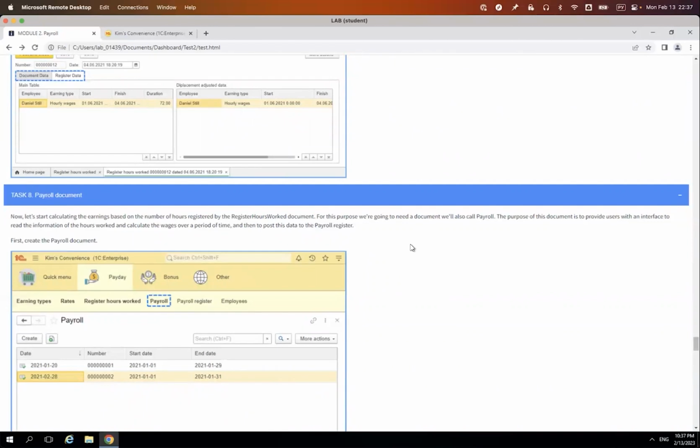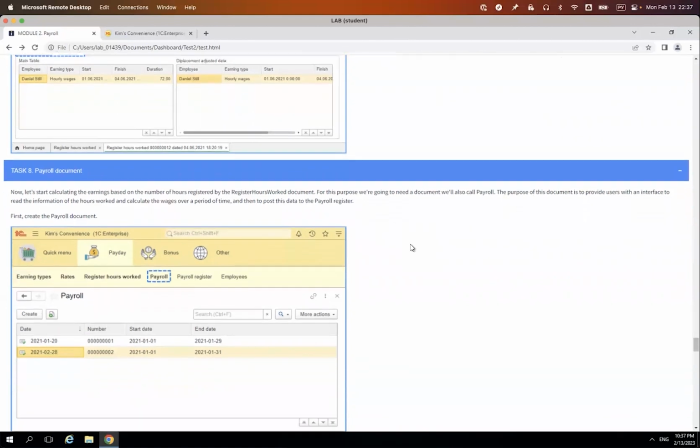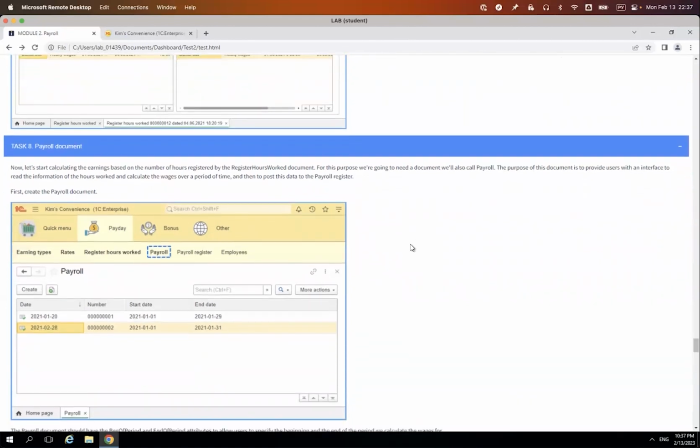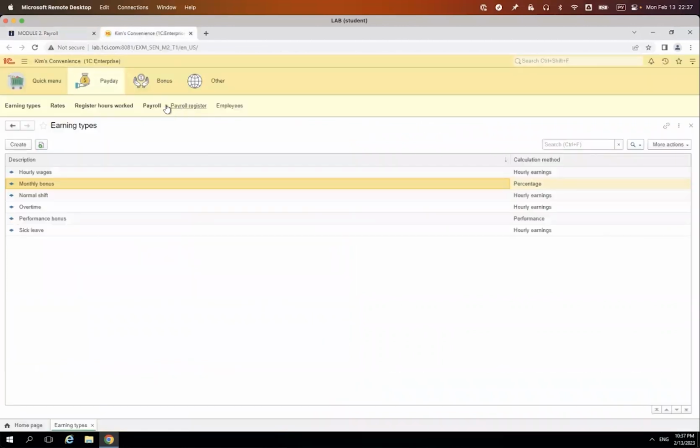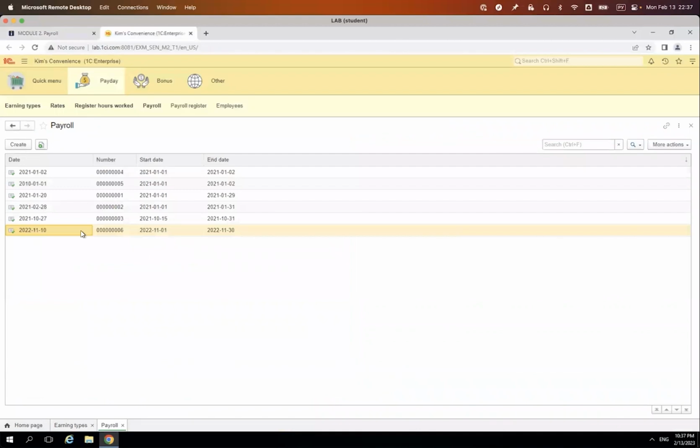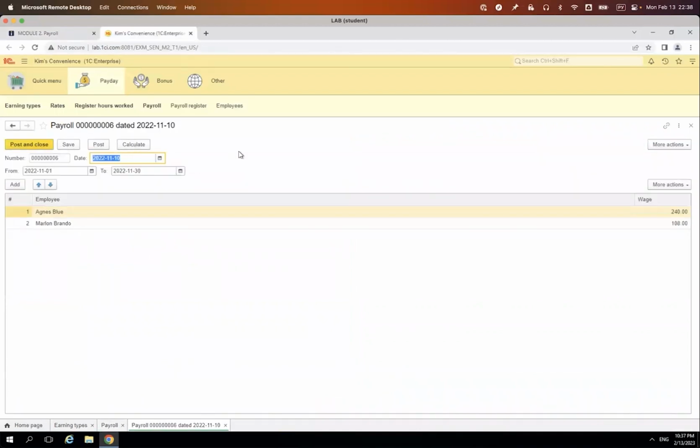So payroll is a different document that you register less often. And this is where you do 2 things. So first of all, you calculate. There is a calculate button. So you calculate how much you need to pay to this person. So this is a calculate button. And there is a post button or post and close button, which just writes the calculated amounts into the register.